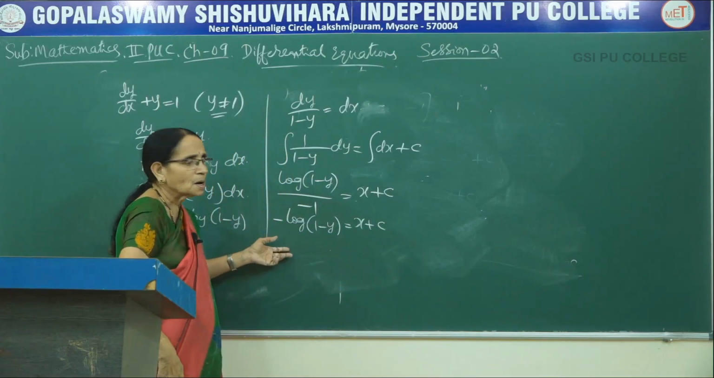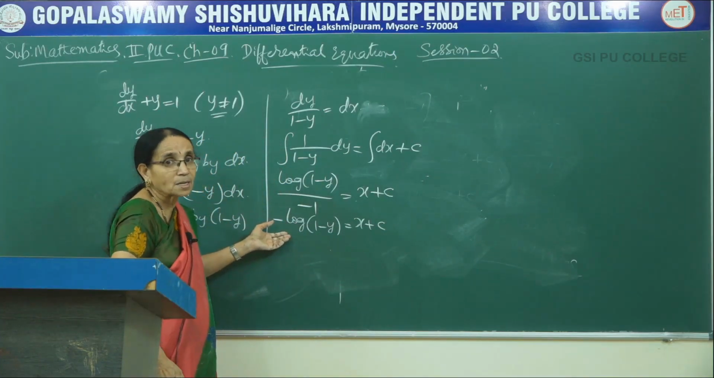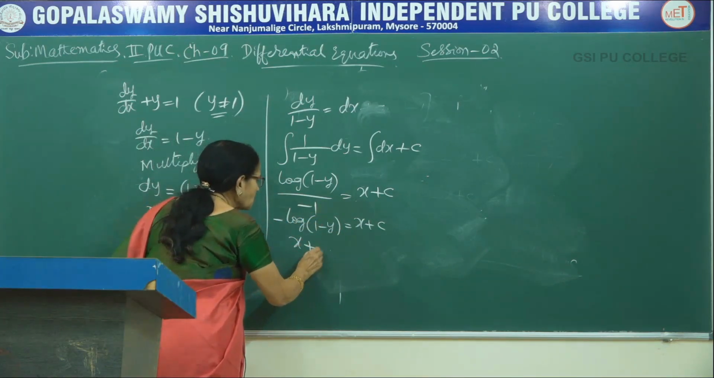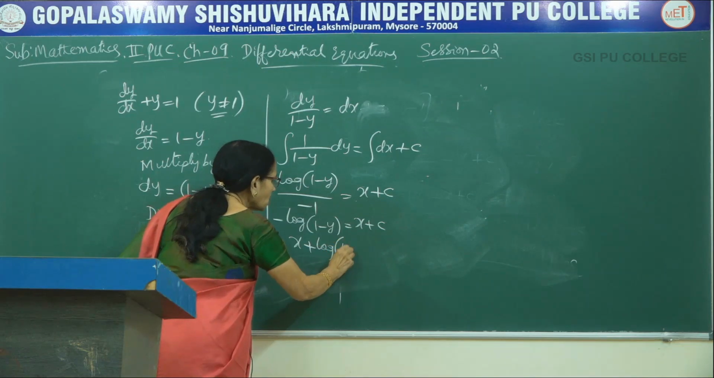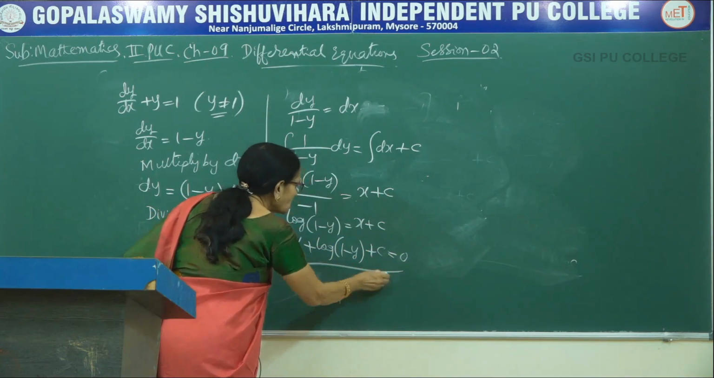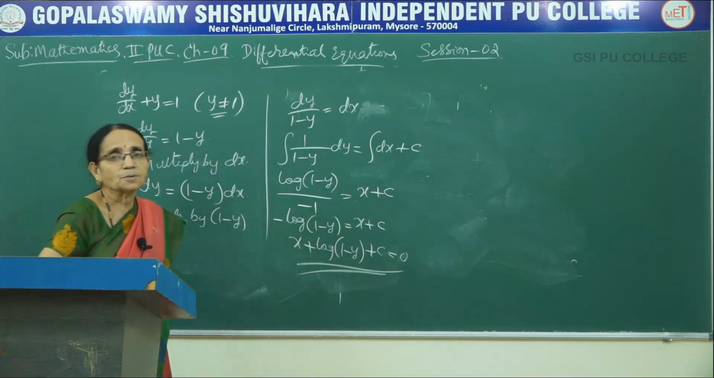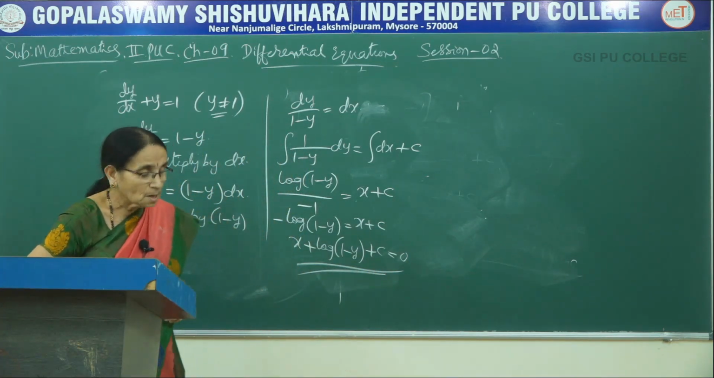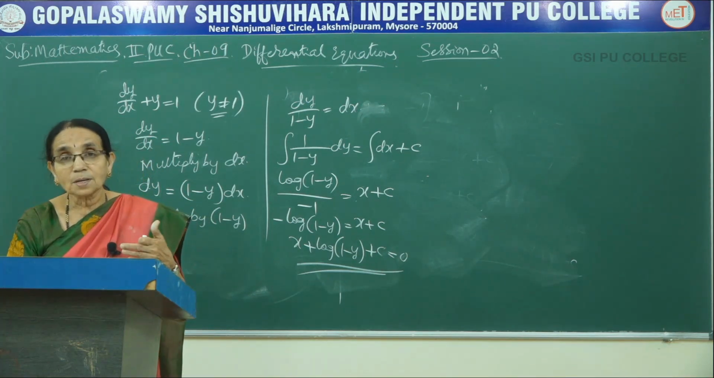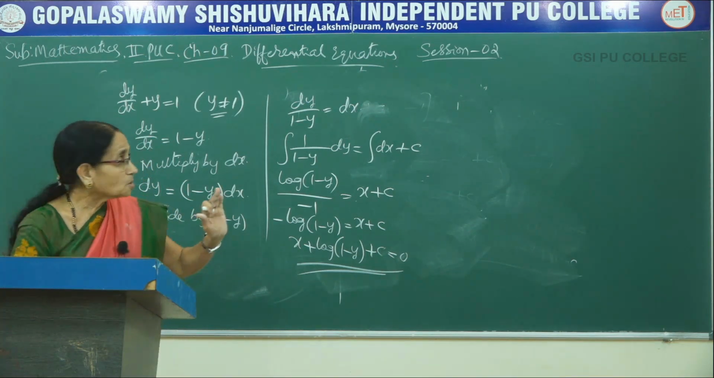You can stop here, or because it is having a negative term here, shift it to the right hand side, it becomes positive. x plus log of 1 minus y plus c is equal to 0. So this is the solution of the given equation. So this is how I told you.